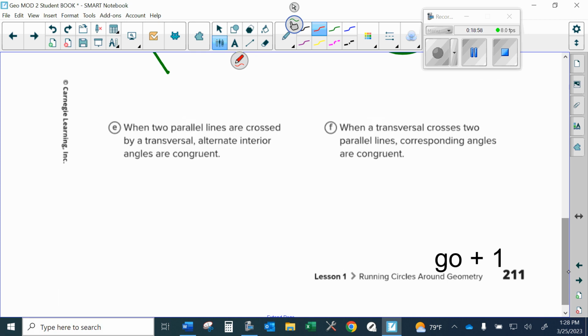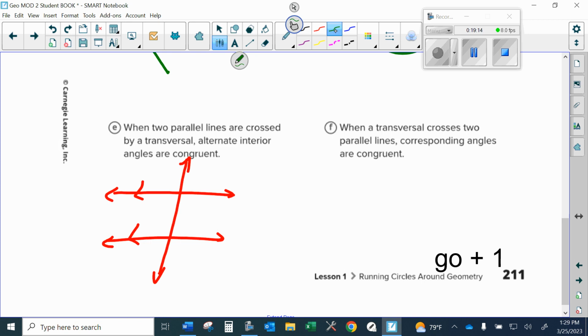When 2 parallel lines are crossed by a transversal, remember, 2 parallel lines, that's not parallel until I put those arrows in the same direction, the same number of arrows, cut by a transversal. Now I have 2 parallel lines cut by a transversal. Alternate interior angles are congruent. There's 1 pair of alternate interior angles. There's the other pair of alternate interior angles. When a transversal crosses 2 parallel lines, so again we have the same situation.